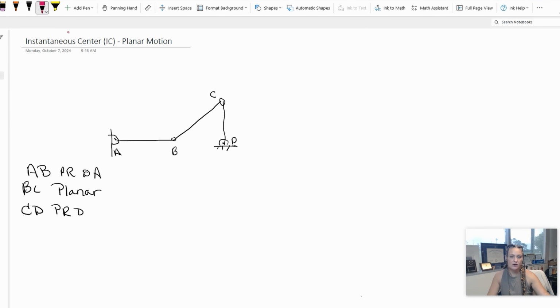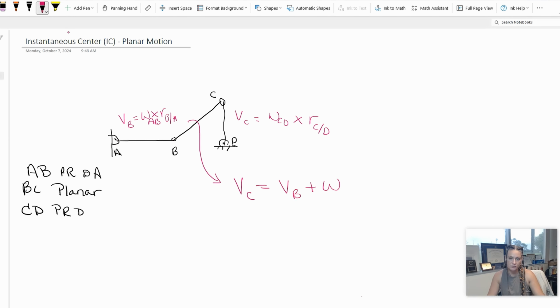So I can say, in order to solve for the velocity of B, I can just say that the velocity of B is equal to omega cross RB with respect to A. That's what that means. And then VC is simply omega CD cross RC with respect to D, and this omega is AB. But this guy here, either VC or VB, it doesn't matter, would equal VB plus omega BC cross RC with respect to B. So this is more complicated.